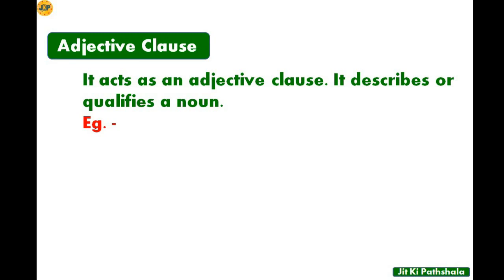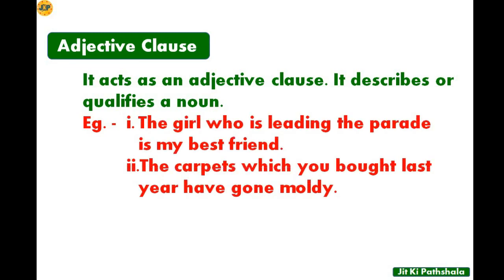Example, the girl who is leading the parade is my best friend. So here we are talking about the girl who is leading the parade, and what is the speciality of that girl? That she is my best friend, and that is the special thing about her. So this is an adjective clause.